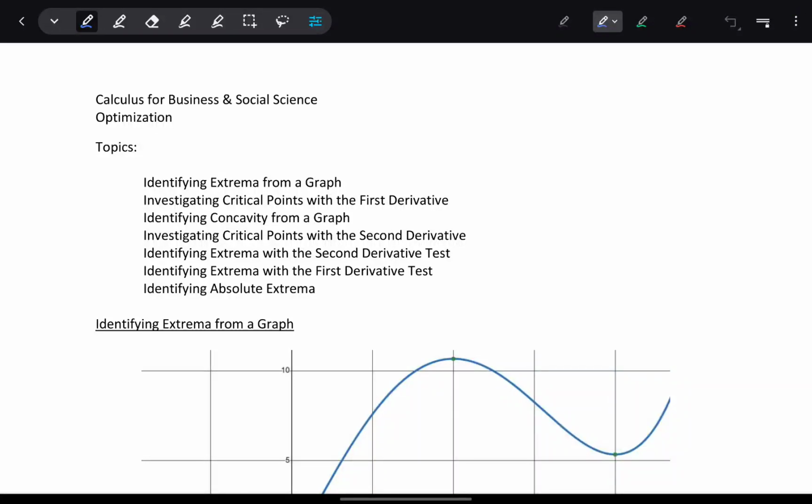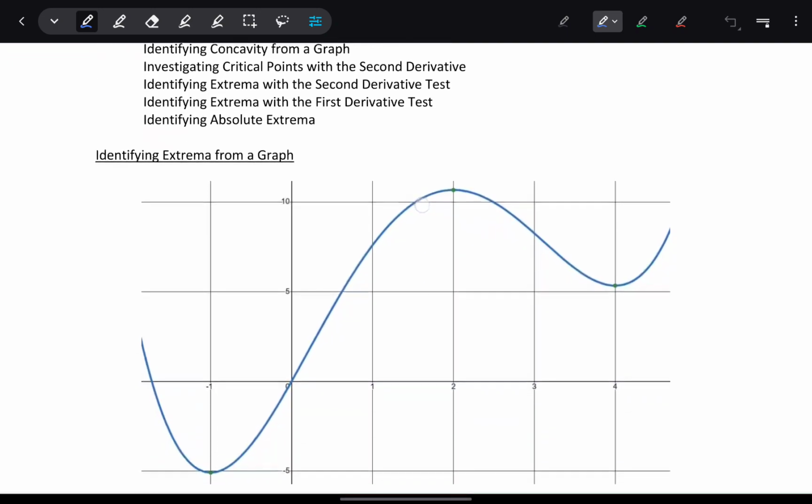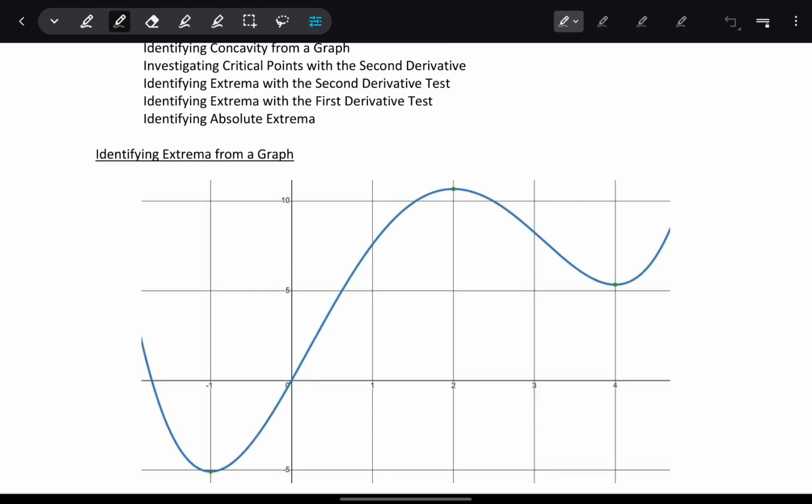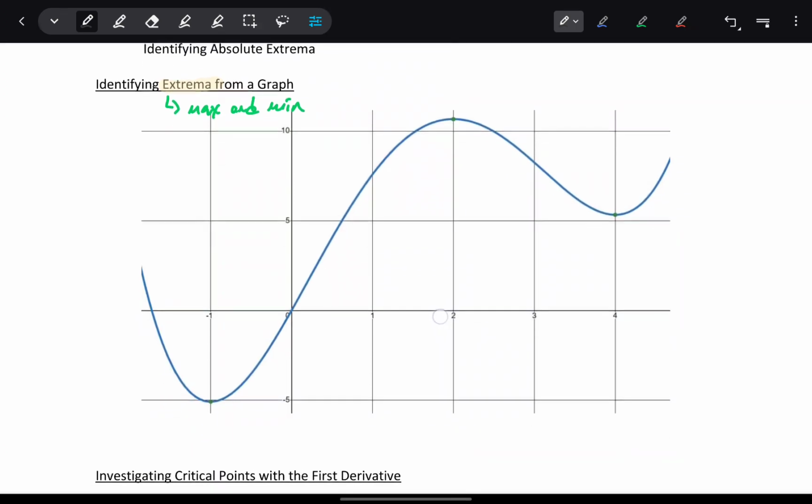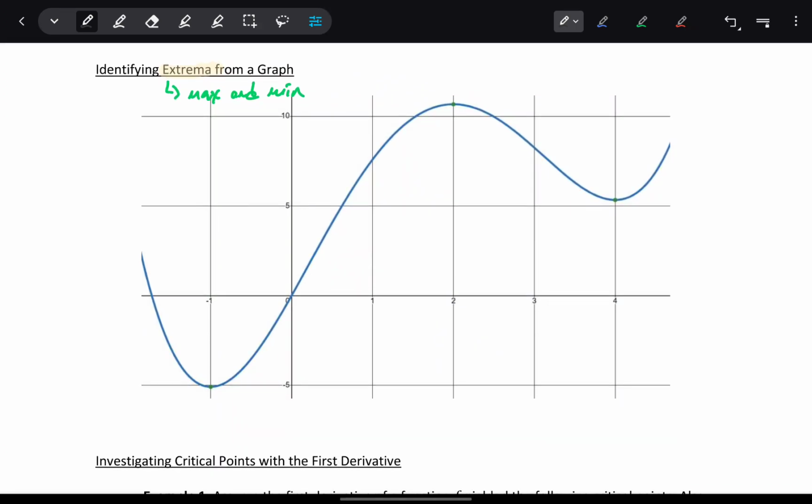Optimizing a function is the process of identifying all extrema for a function. Extrema is just a single word that lets us more concisely say maximums and minimums. So rather than keep saying we want to find all maximums and minimums of a function, we can say we want to identify all extrema, and this whole process is referred to as optimizing a function or function optimization.